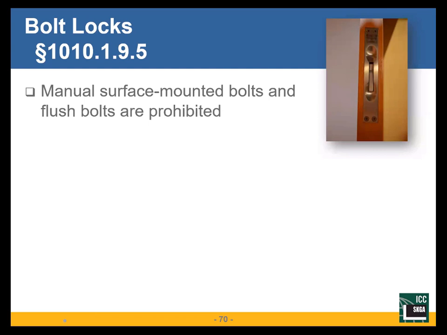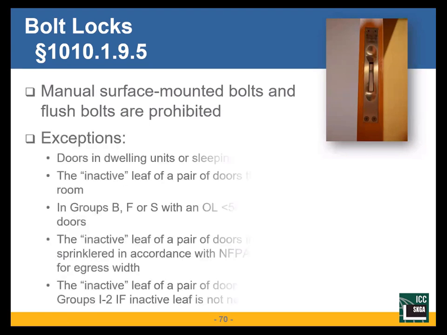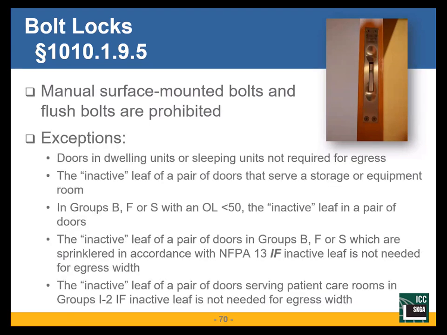Wait, it says they're prohibited on an exit door, but there are some exceptions. On my dwelling, it's a storage room where I only need one exit or one door to meet my exit requirement. It's a B, F, or S occupancy with an occupant load of less than 50. It's a B, F, or S occupancy that's sprinkled with NFPA 13. The inactive leaf of repair doors is for patient care rooms, and I don't need it for exit width. Anytime that I do this, I don't need that second door for exit width requirements.